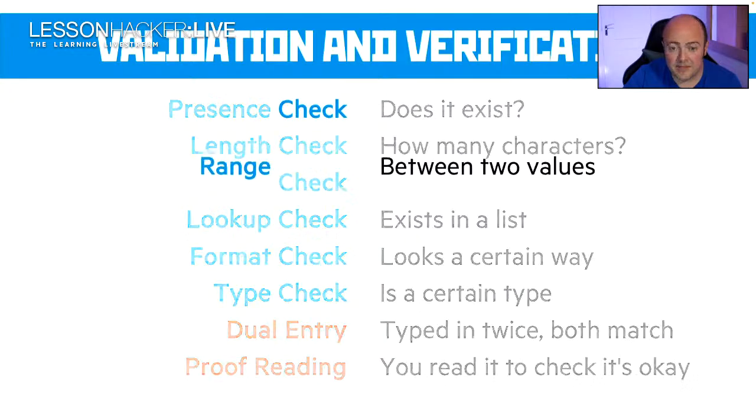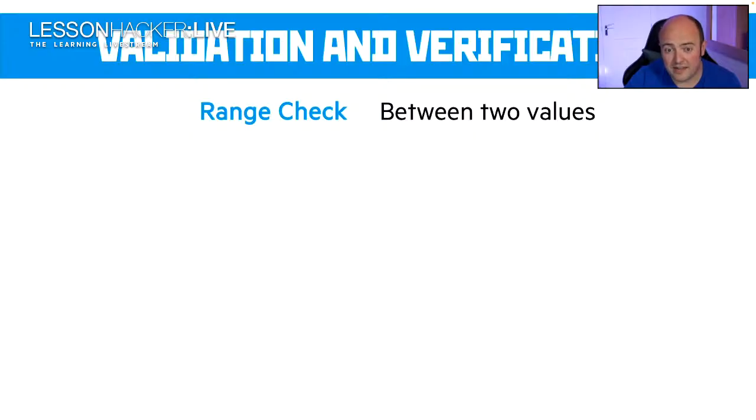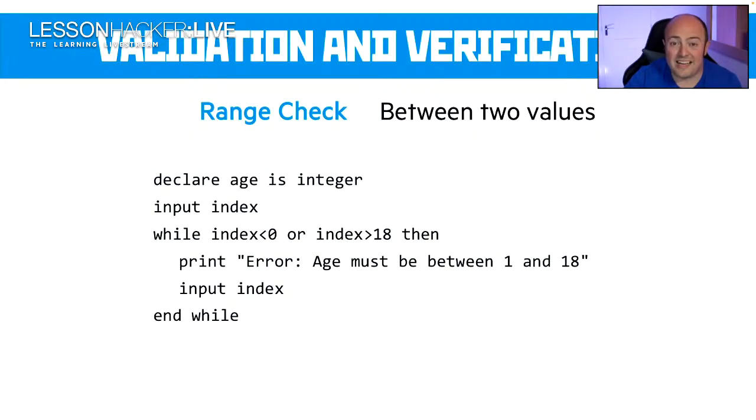But let's just pick one. We'll do a range check. That's between two values. And this is what pseudocode for that might look like if you see it written down. It's the same sort of thing that we did when we were looking at the NEAs. It is inputting a value and saying, well, while it's between those two values, then it's wrong, and type it in again.